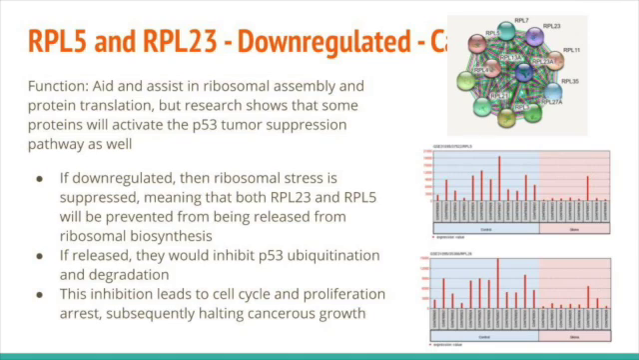So basically, if this wasn't downregulated, then those proteins would be able to come out, they'd be able to inhibit the degradation of p53, and it would lead to cell cycle and proliferation arrest, which would completely halt the cancerous growth. So it's very important that these are downregulated and that be changed.